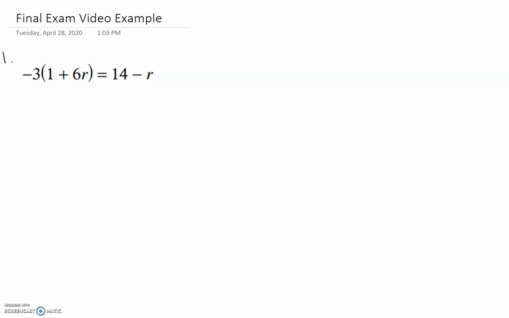Okay, so to solve this problem, the first thing that I see, I want to follow order of operations, and order of operations is PEMDAS. PEMDAS means parentheses, exponents, multiply, divide, add, subtract. So I've noticed that I have parentheses here. I can't simplify anything in the parentheses yet because those are not like terms. I don't have any exponents, but I do have some multiplication happening.